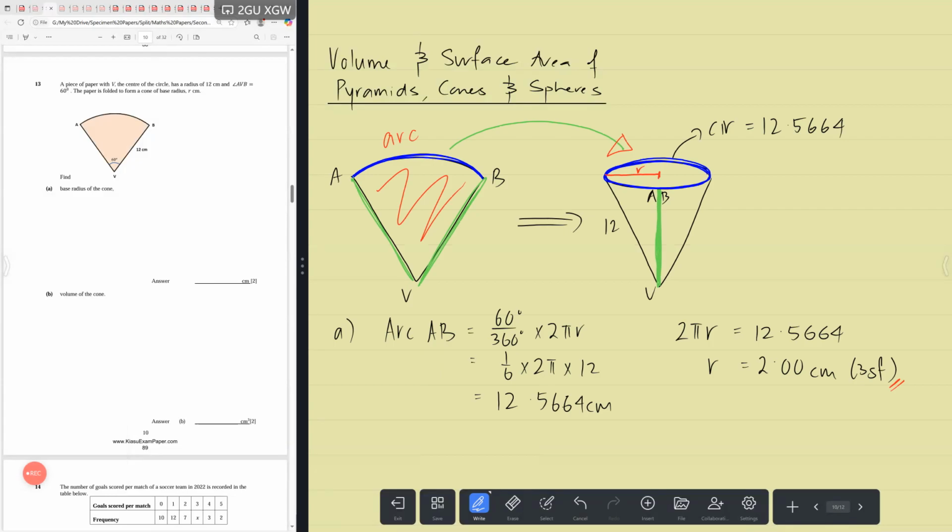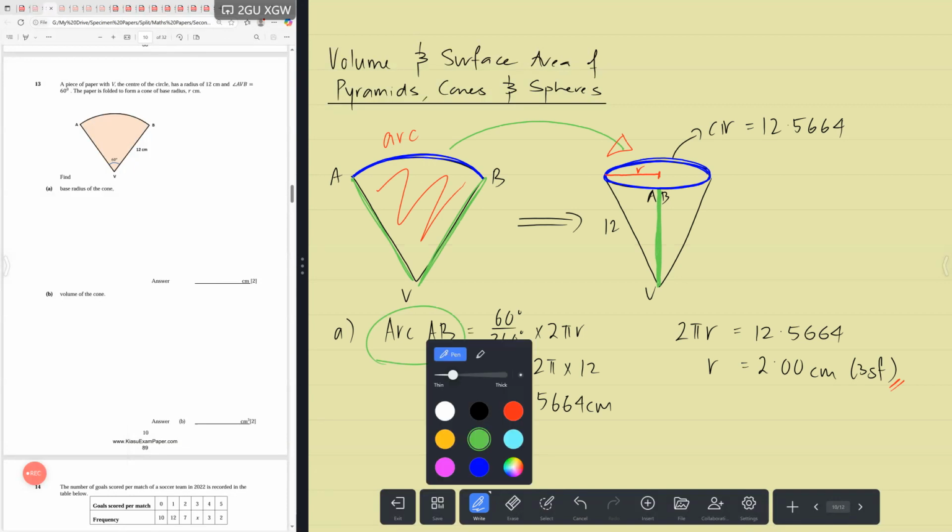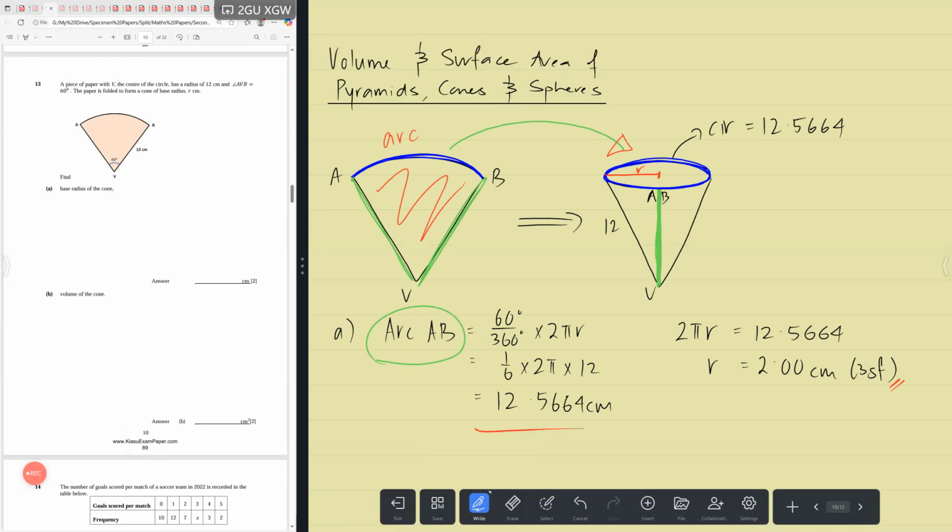What we need to find first is the actual arc length of AB, which is done here: arc AB equals 12.5664. It is now equal to a full circumference. The full circumference of a circle is 2 pi r, so 2 pi r equals 12.5664. From there we can get the radius of our cone. Alright, so now let's look at part B.